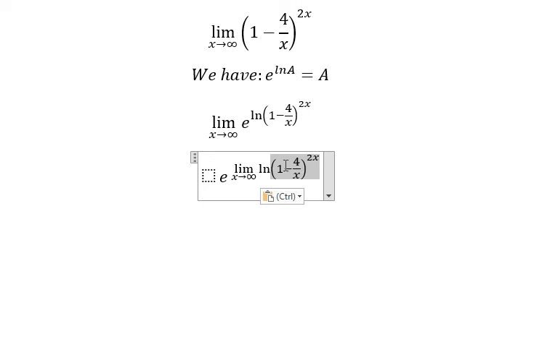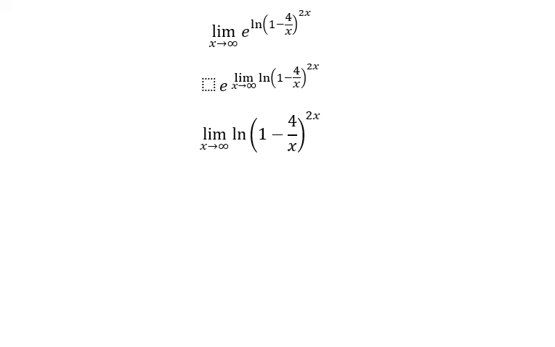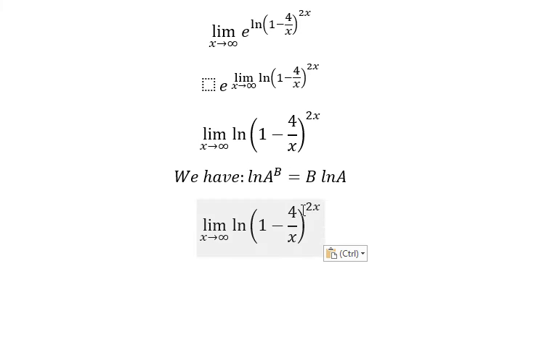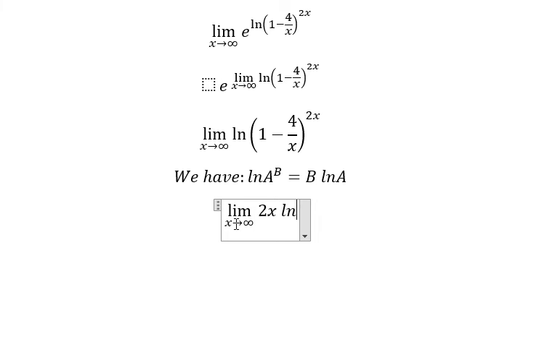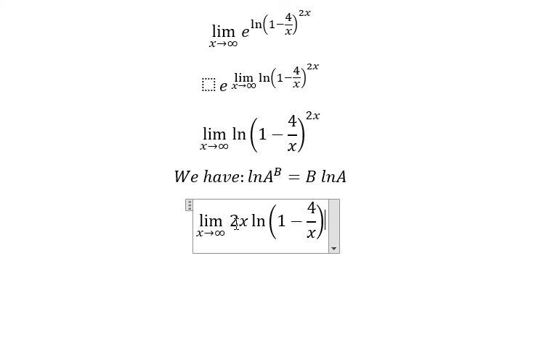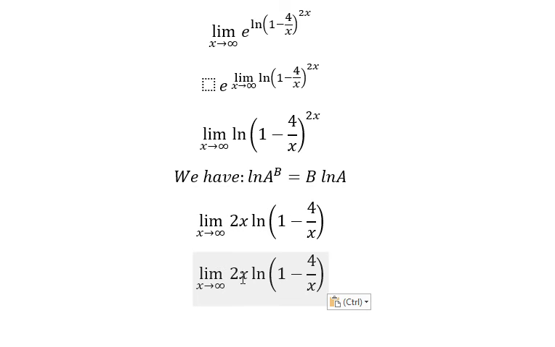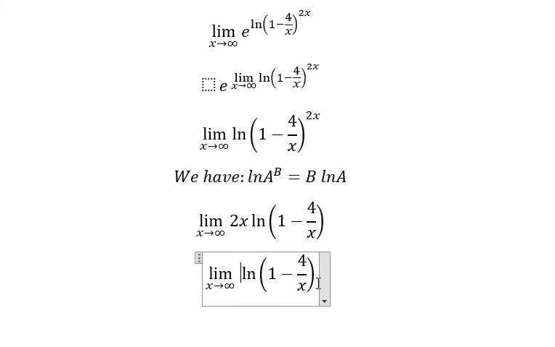Now we need to calculate about this limit. So we have the formula in here: ln a to the power of b equals to b ln a. So that means 2s will go in here. Next, I can put about 2s go to the denominator.